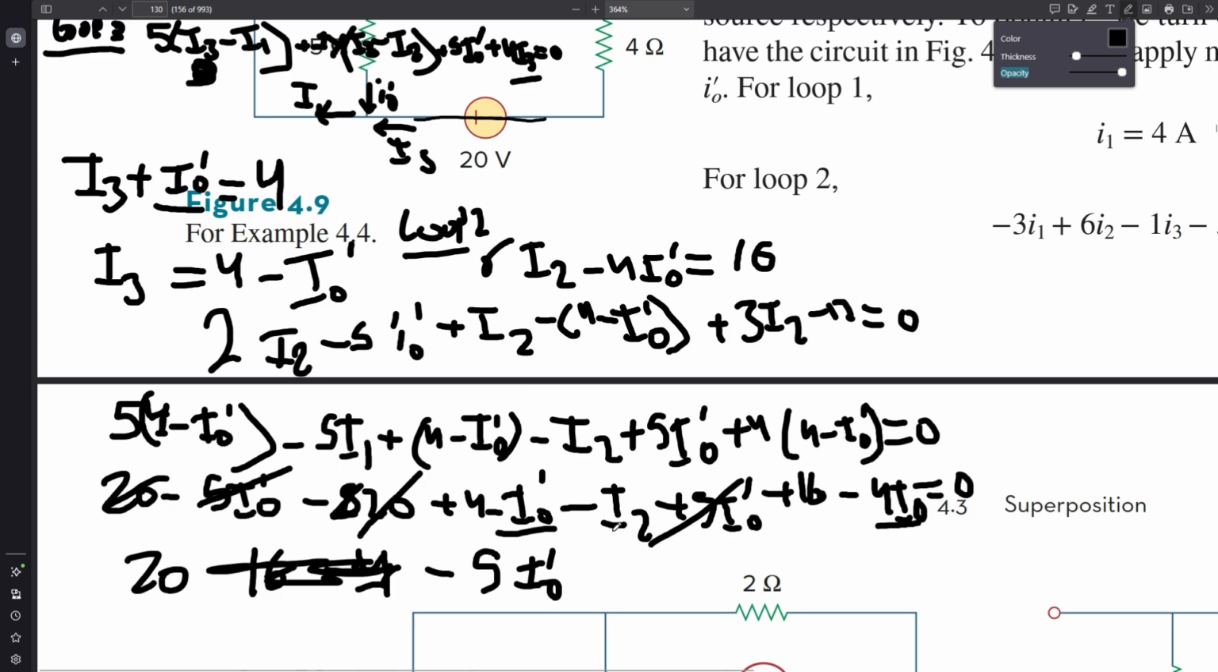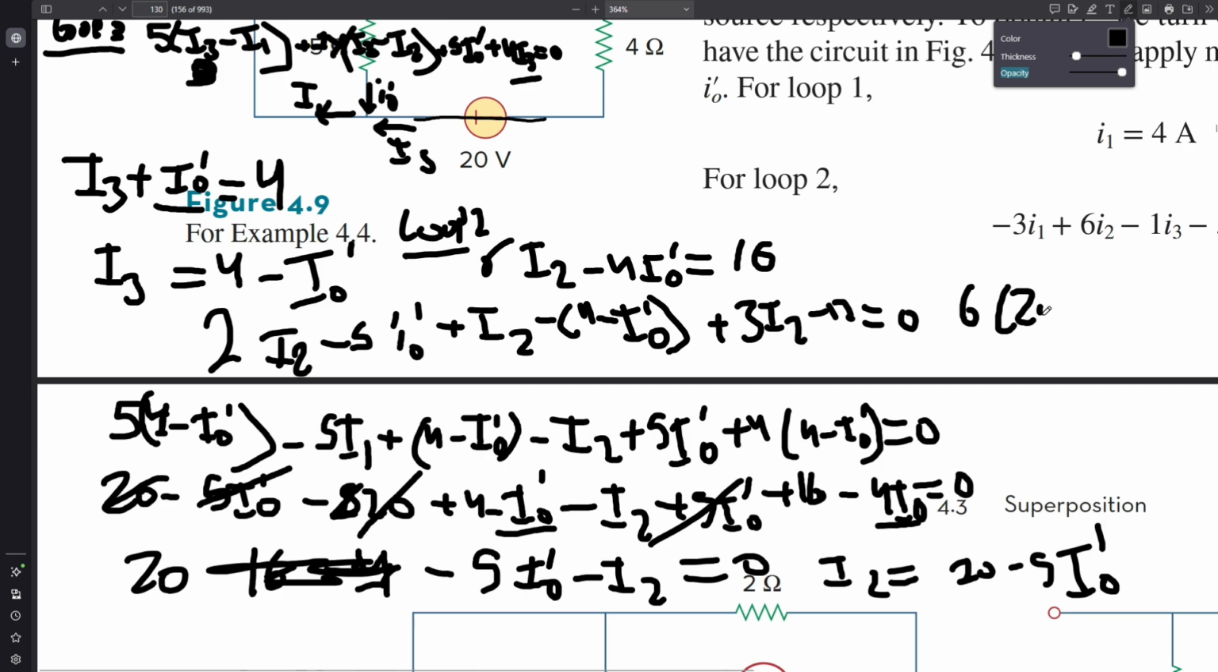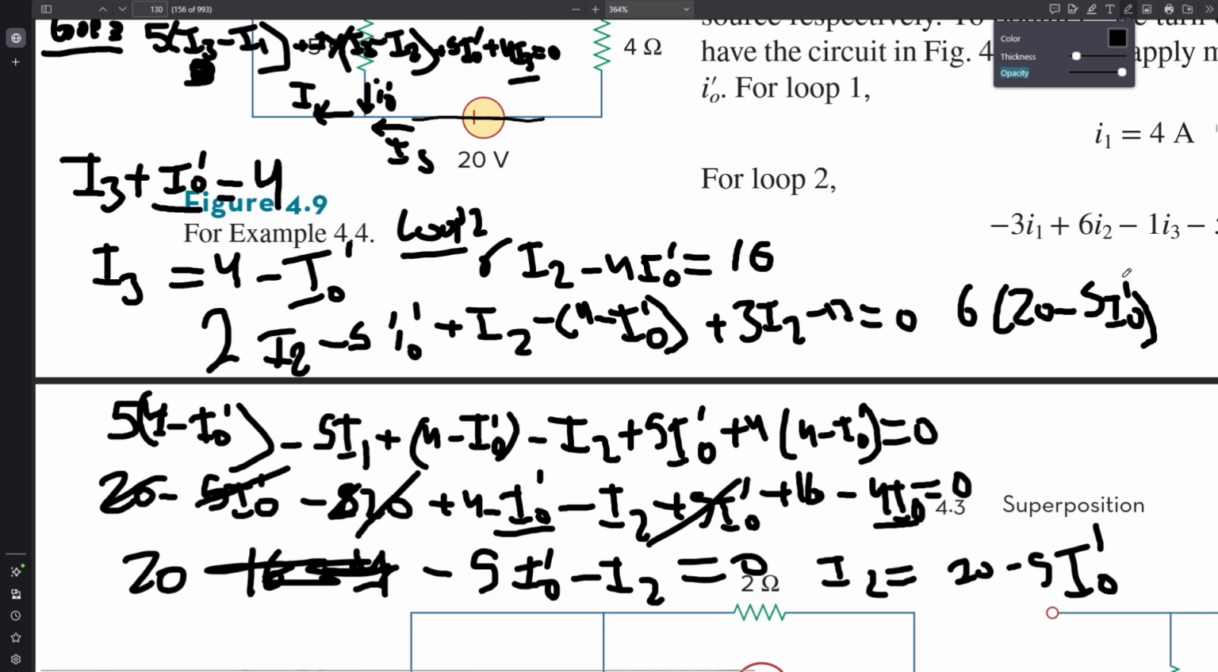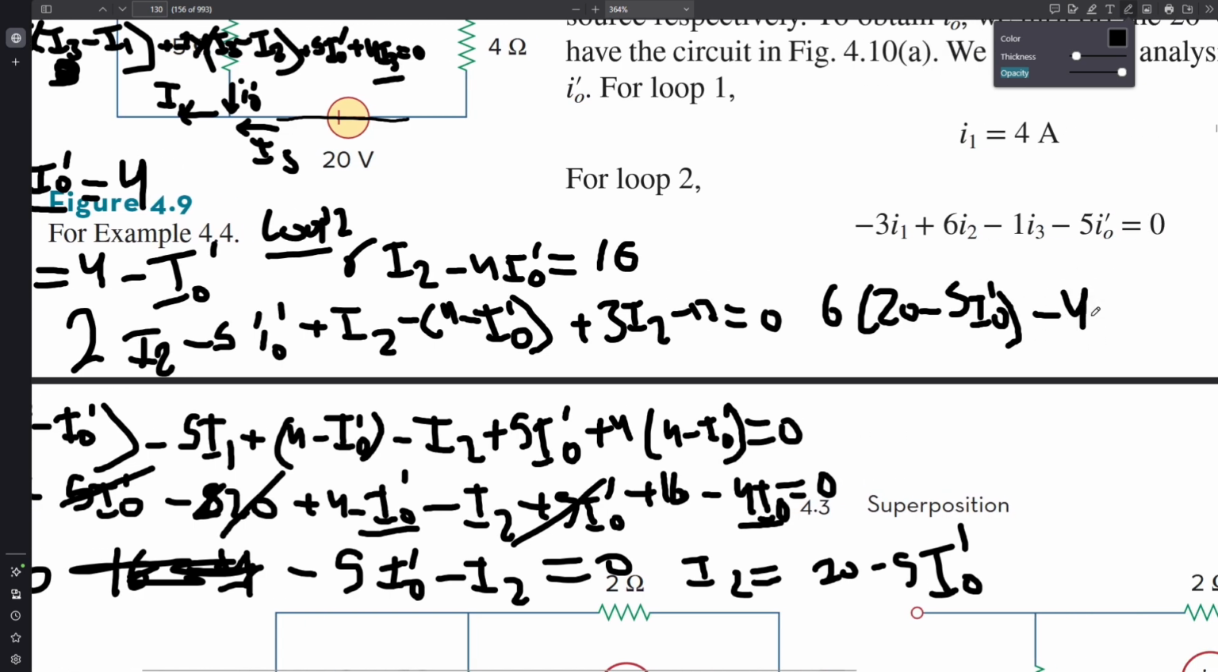Now you have negative i2 here equals to 0. So that means i2 is equal to 20 minus 5i0 dash. Now you replace this i2 into this equation, so it will be 6 times 20 minus 5i0 dash minus 4i0 dash equals 16.